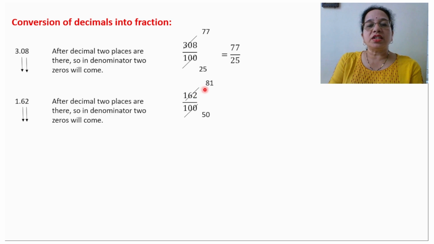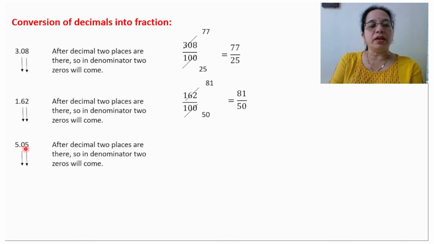So 2 8s are 16, 2 1s are 2, 2 5s are 10 and 0. So 81 upon 50 is the simplest form. Next example is 5.05. If again decimal is not there, your number will be 505 upon 1 with two zeros, that is 100. Now again these two numbers are divisible by 5. So cut by 5, 101 upon 20.